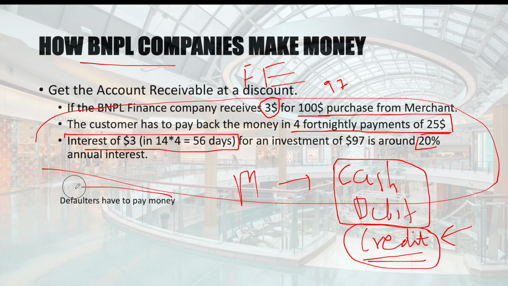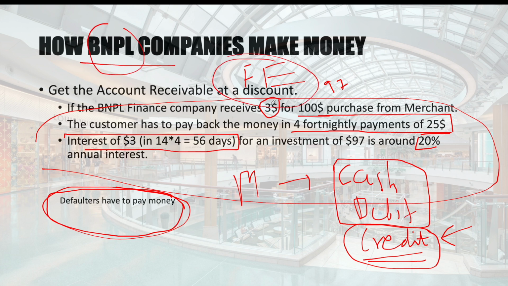Now consider the other scenario where the customer is not able to pay the $25 in time. Now what happens is they levy a huge interest rate or huge charges if there is a default. So there are two avenues to make money. So this BNPL company or the financial entity is also not making any loss. They are also making a lot of gains. So that's the concept of buy now, pay later. Hope it is clear. Thank you very much.